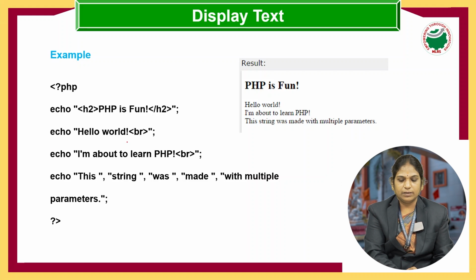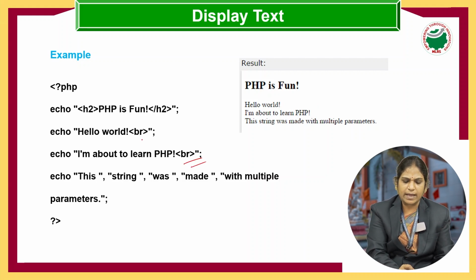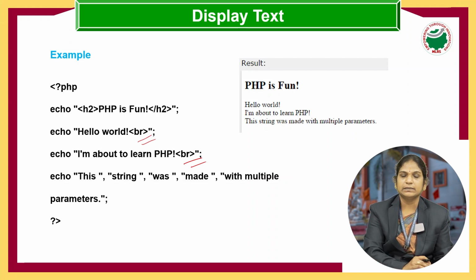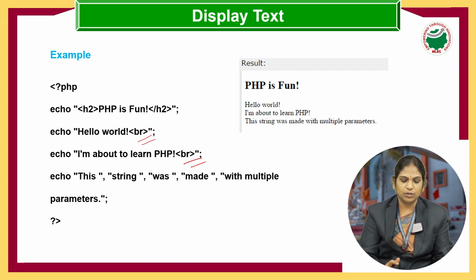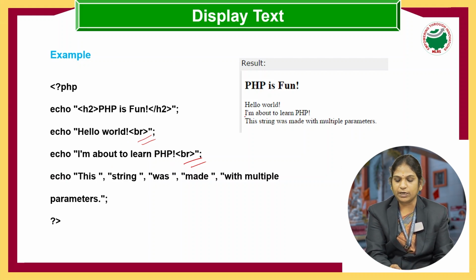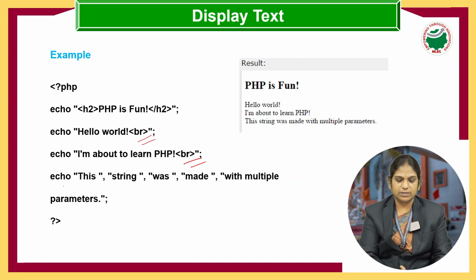Echo hello world, then the output will be hello world. Echo I am about to learn PHP, then it is going to display I am about to learn PHP. And these BR tags are used to break the line, meaning we are breaking the line and the cursor will move to the new line. So hello world, after being printed on the screen, moves to the next line. So I am about to learn PHP will be printed on the next new line. And the third statement, echo this string was made with multiple parameters, will be displayed as the third line of the output.